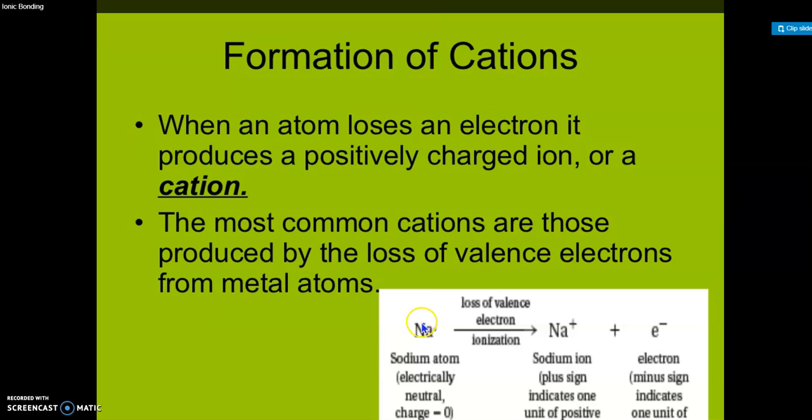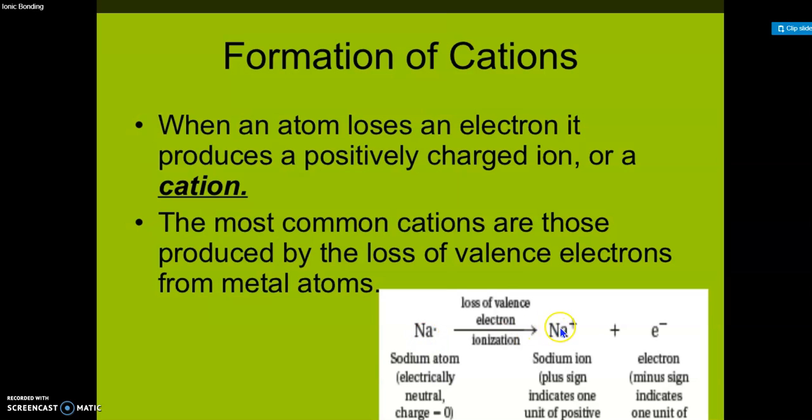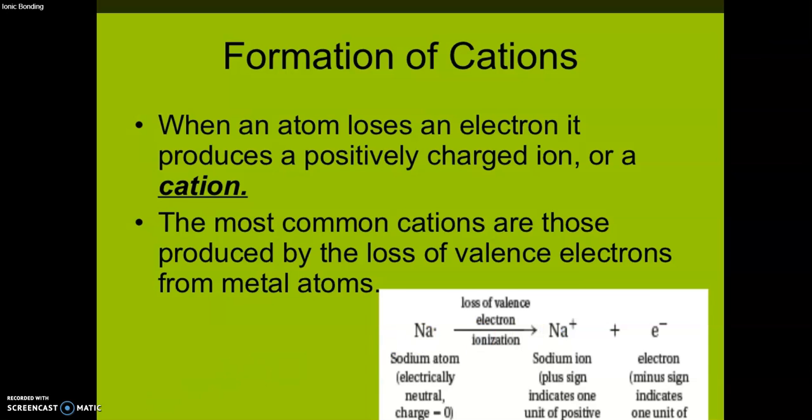Sodium always prefers to lose an electron because it is metallic, and after the loss of 1 electron, it achieves 8 electrons in the valence shell. That's why it always prefers to lose 1 electron.